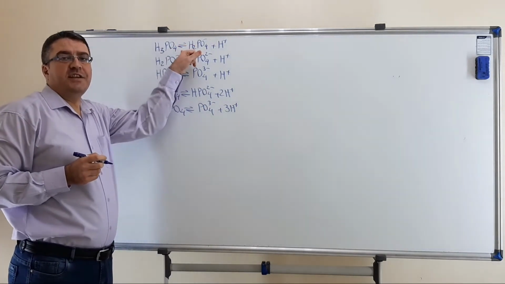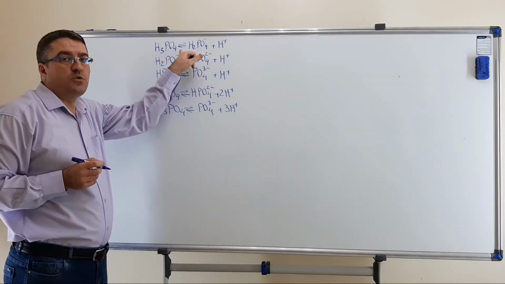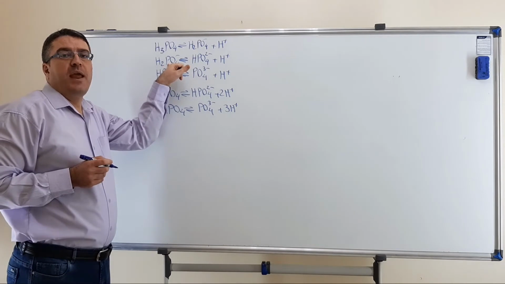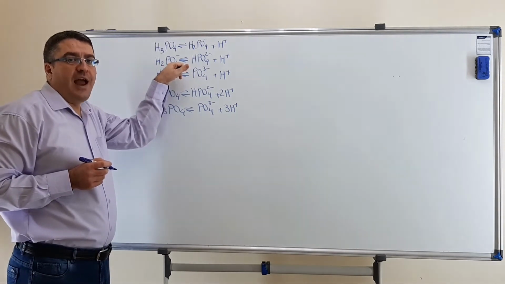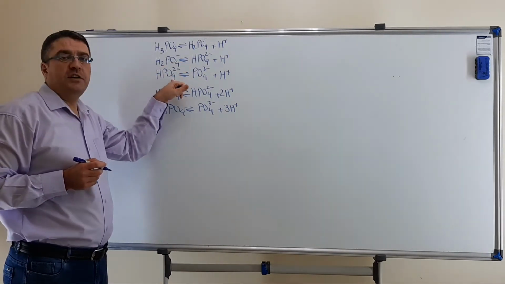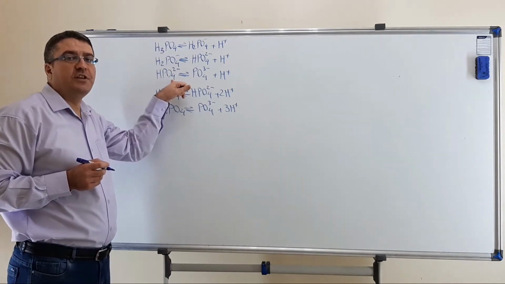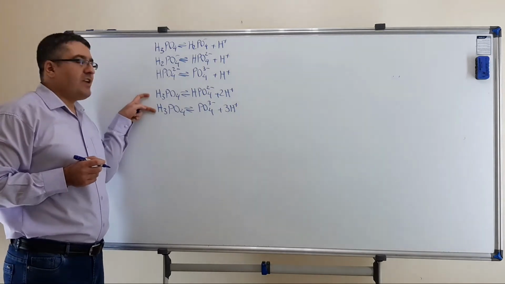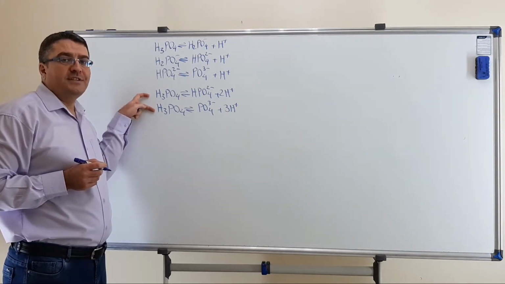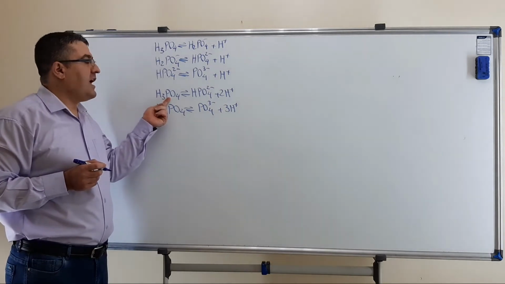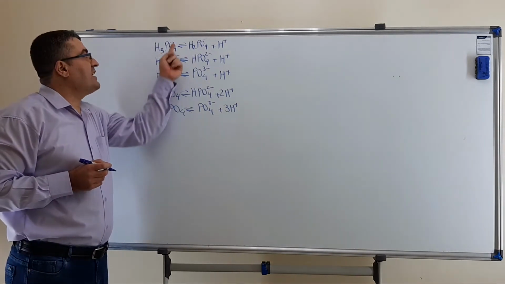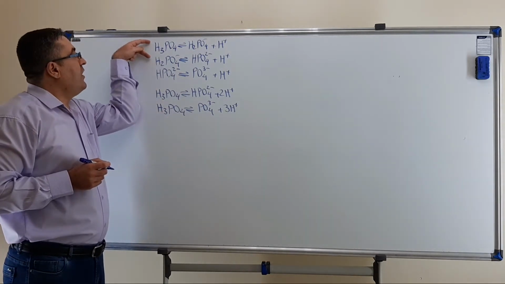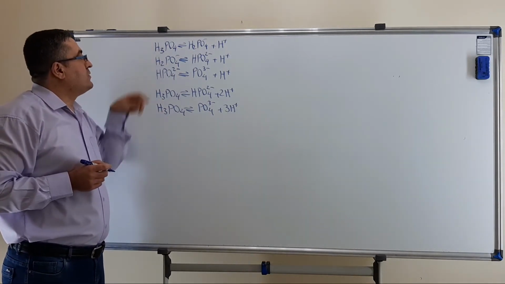The first reaction is the first acid dissociation reaction of phosphoric acid. The second one is the second acid dissociation reaction of phosphoric acid. The third one is the third acid dissociation reaction of phosphoric acid. These reactions are cumulative reactions, where the first one is the sum of the first and second acid dissociation reactions, and this one is the sum of all three acid dissociation reactions.